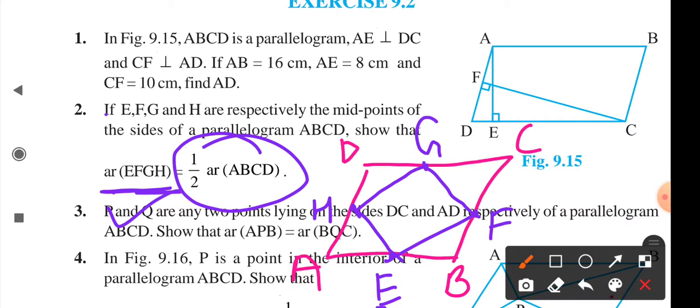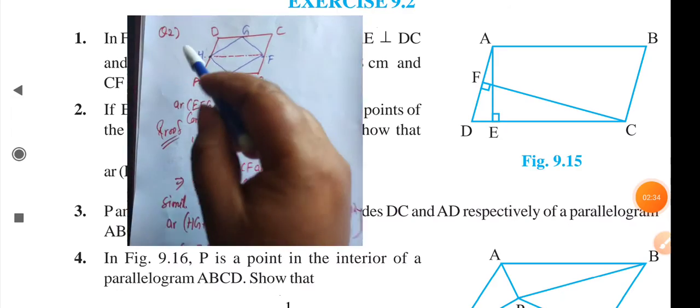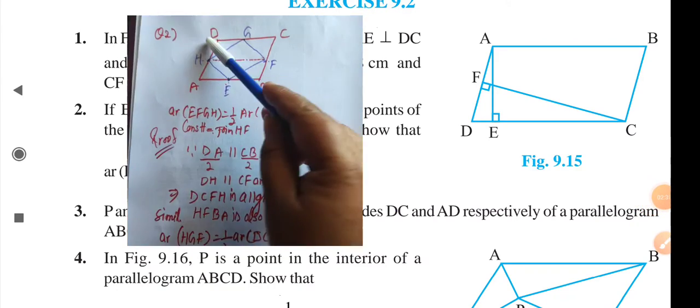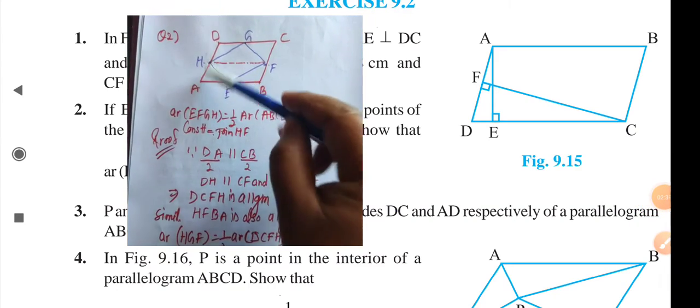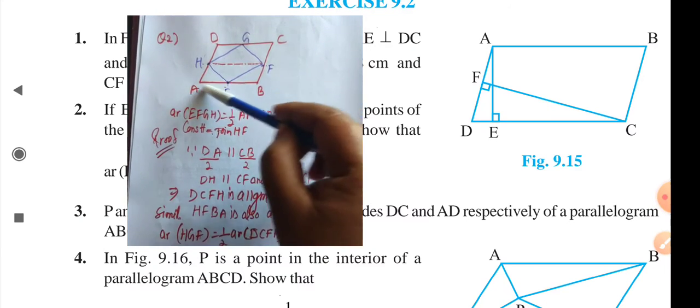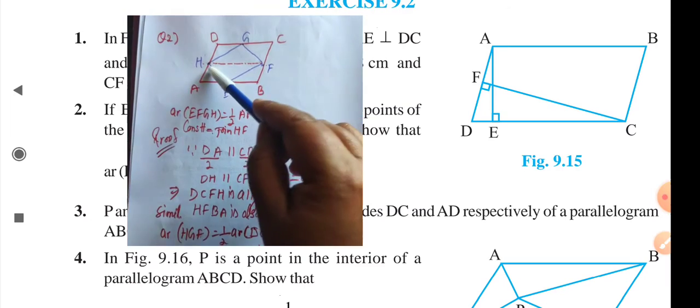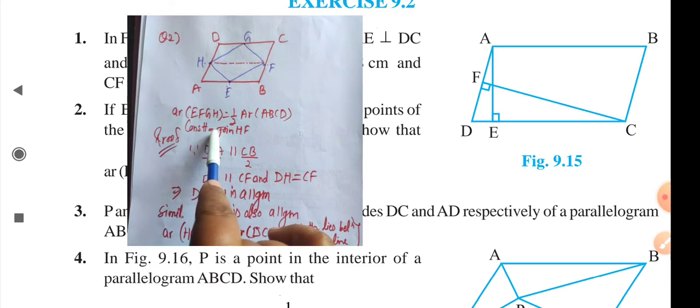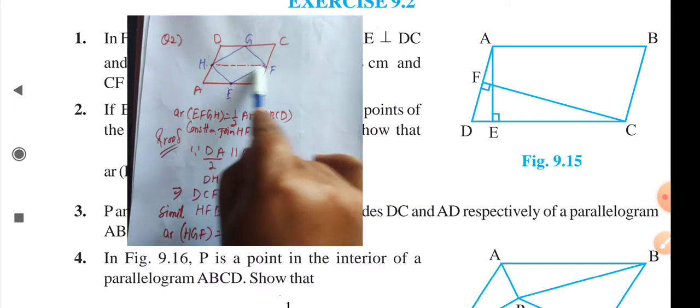So for that first we have to do the construction. First we have to join H and F. Now see how we will solve it. You can see that I have made a parallelogram ABCD, and E, F, G, H are the respective midpoints which are given in the question. First construction, you can see that I have written the construction, join HF. We have joined HF.